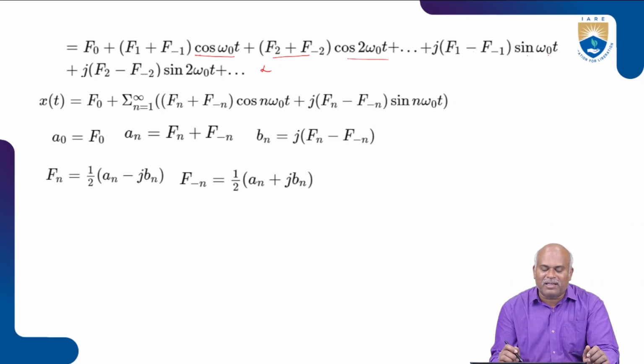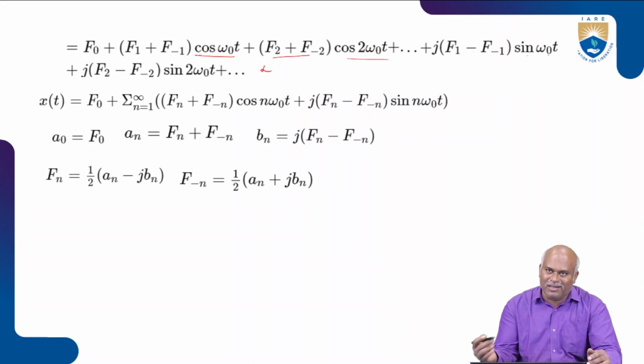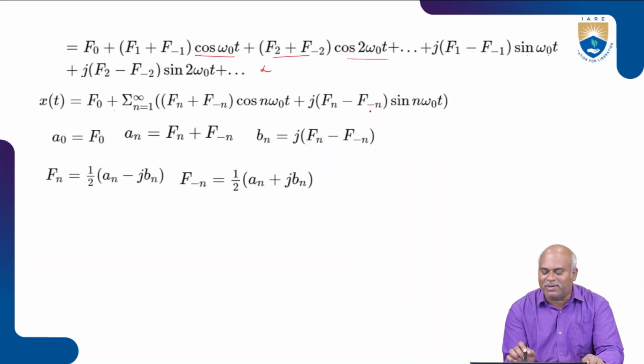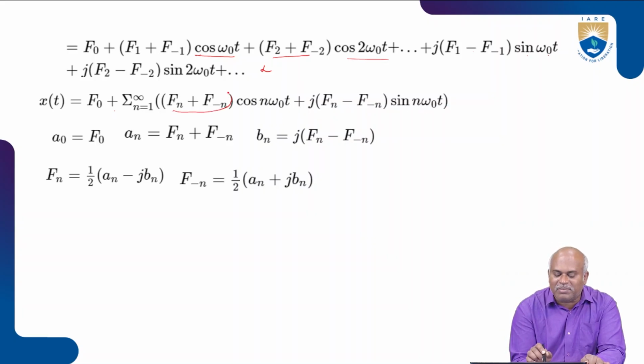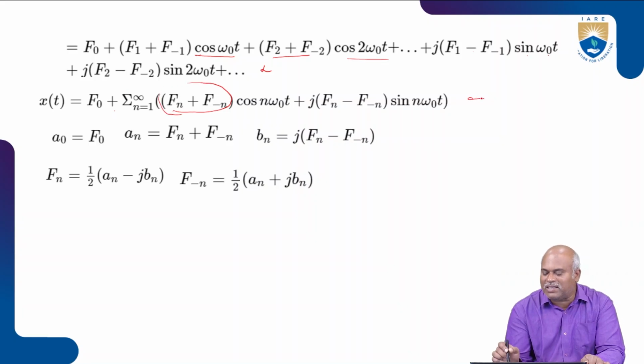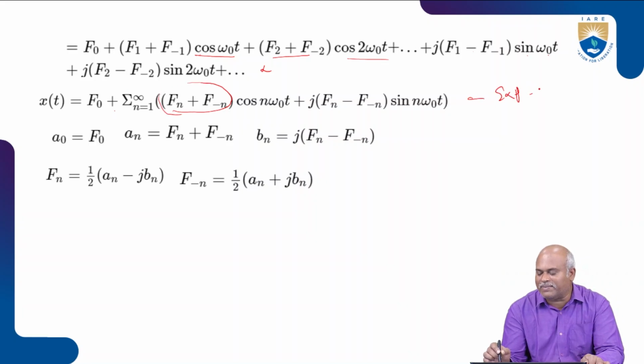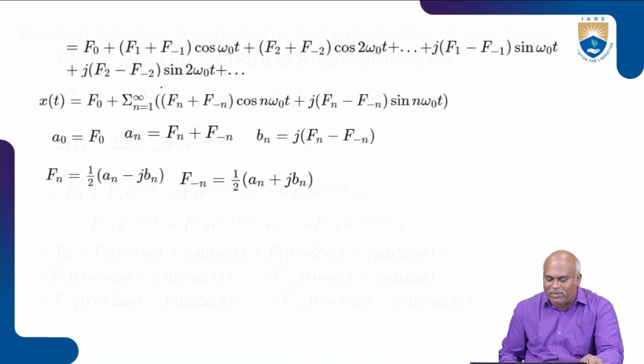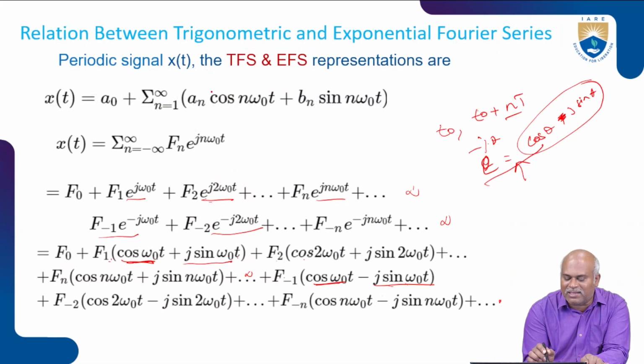Now I compare with our trigonometric Fourier series condition. That we need to compare. So x of t is equal to f0 plus summation of n equal to 1 to infinity of (f of n plus f of minus n) cos n omega 0 t plus j (f of n minus f of minus n) sin n omega 0 t. Now this term is represented as an exponential Fourier series. This term will be compared with the trigonometric condition. Here, what is it? A of n.